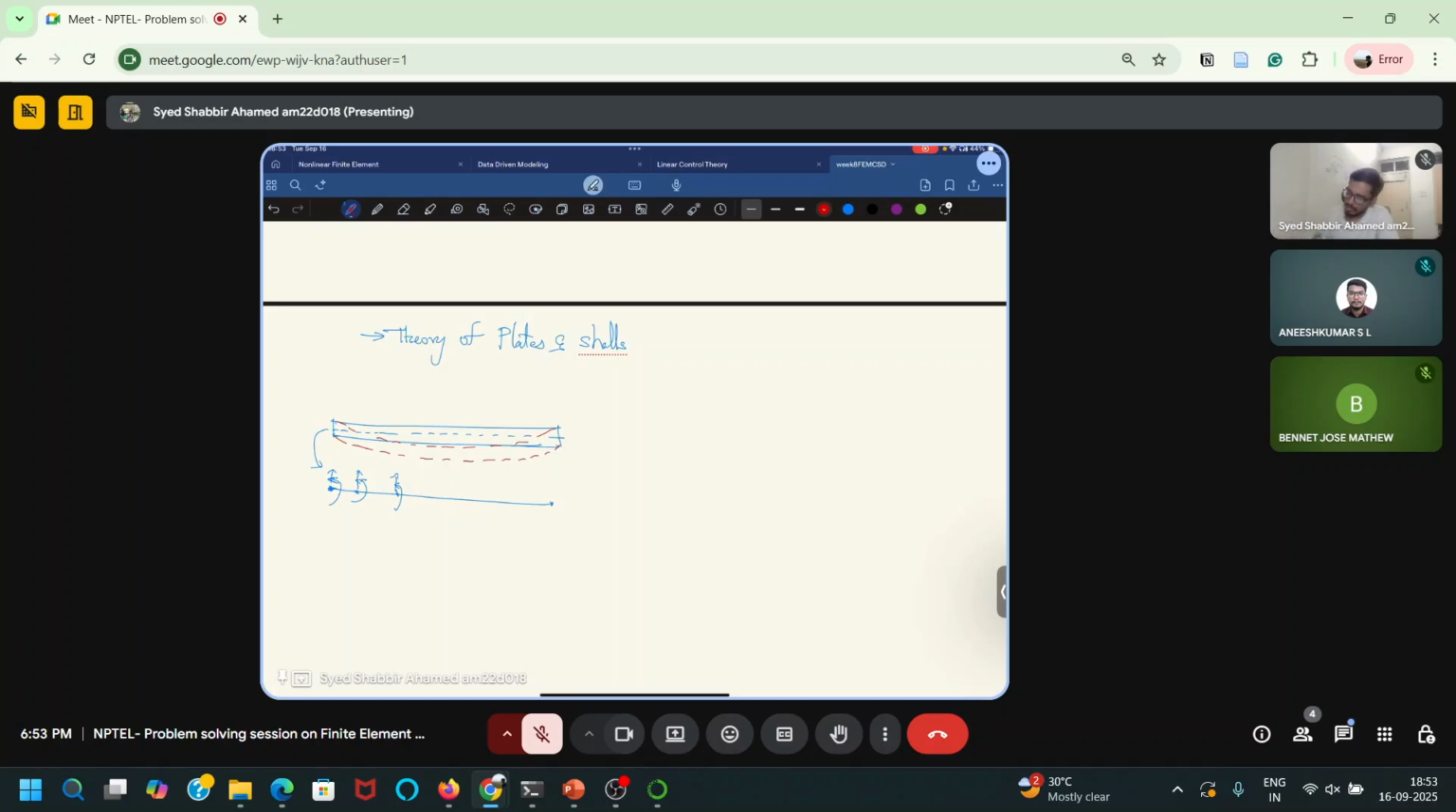Let's say I have a plate. In a beam, we are saying that my length is very high compared to my cross-section dimensions, the base and thickness in the two directions. So this is a beam. Let's say I have some kind of 3D structure like this. A beam is also 3D, but I'm just saying it.